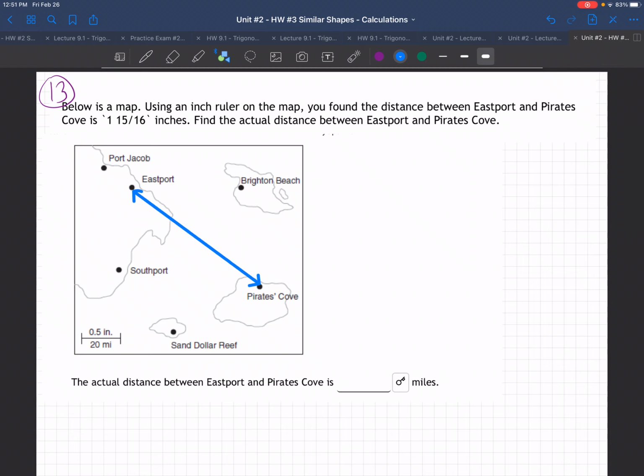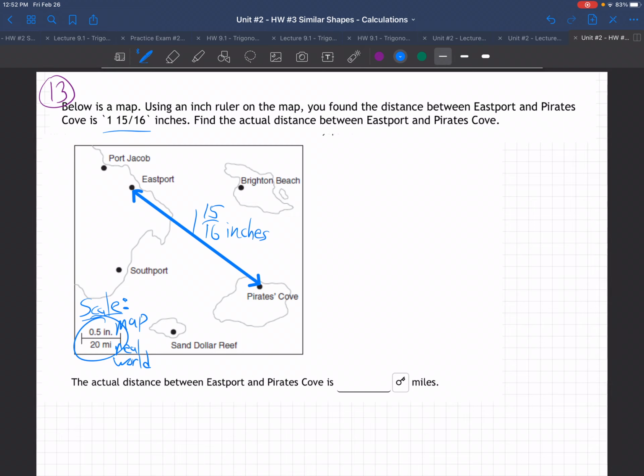And you found that between Eastport and Pirates Cove, there is a distance of 1 15/16 inches. And then you look down here, and this is the scale. When on a map they give you this in the corner, that's the scale. That means how distances on the map compare to distances in the real world. So what they're saying is 0.5 inches on the map is 20 miles in the real world. So, okay, how am I going to do that then?